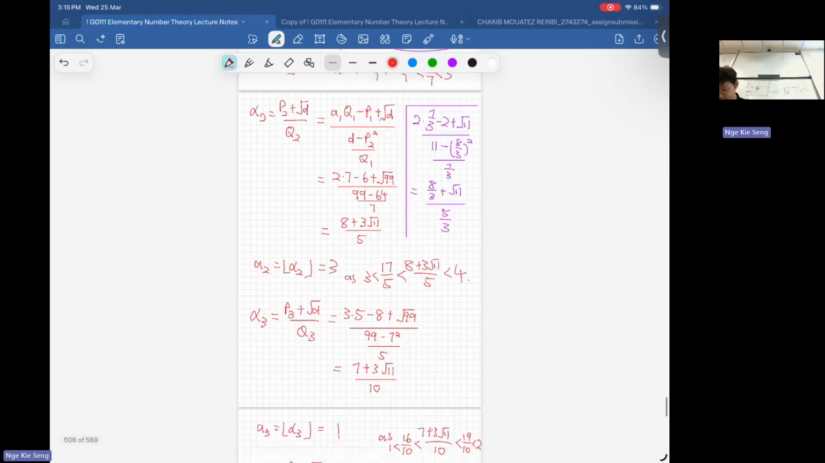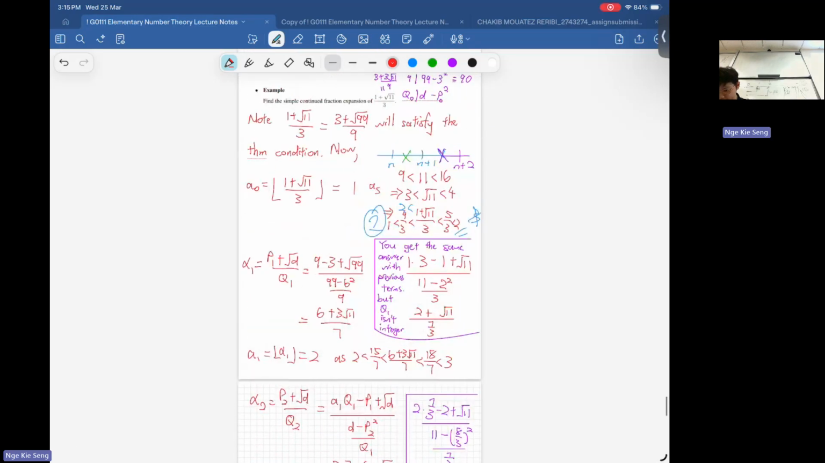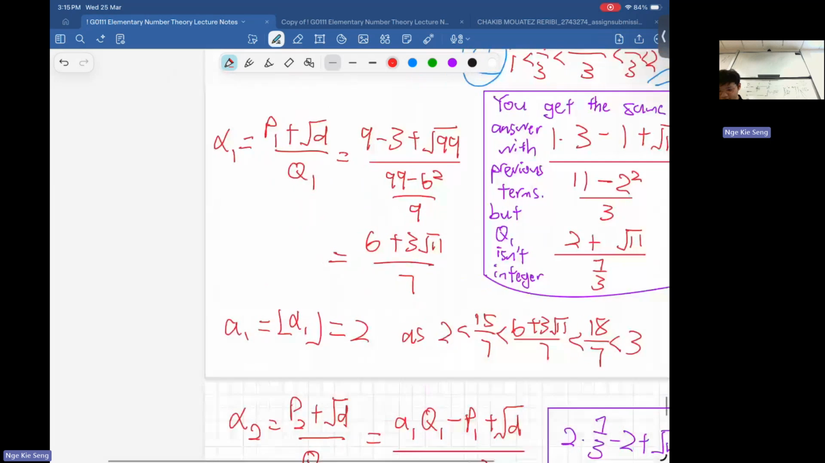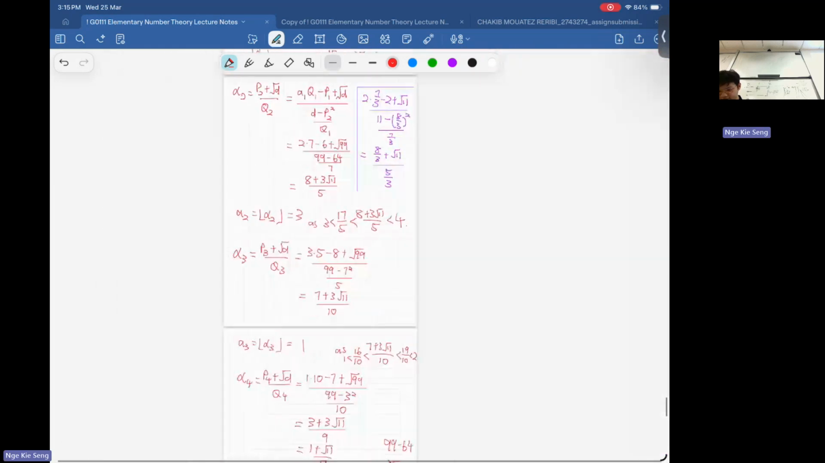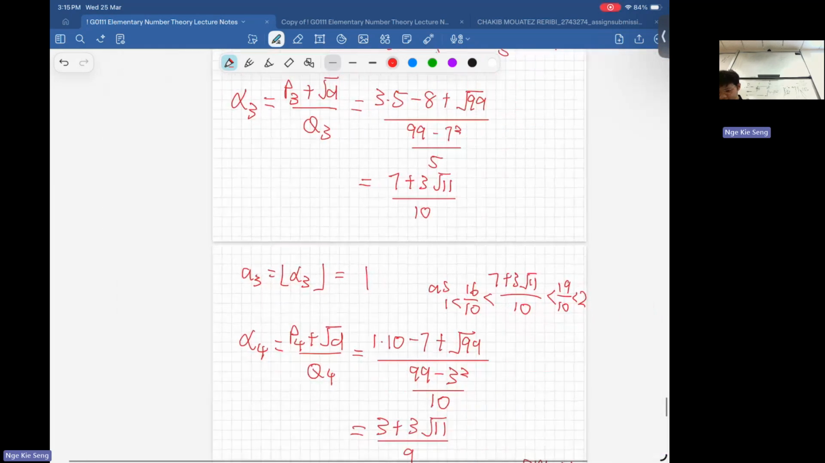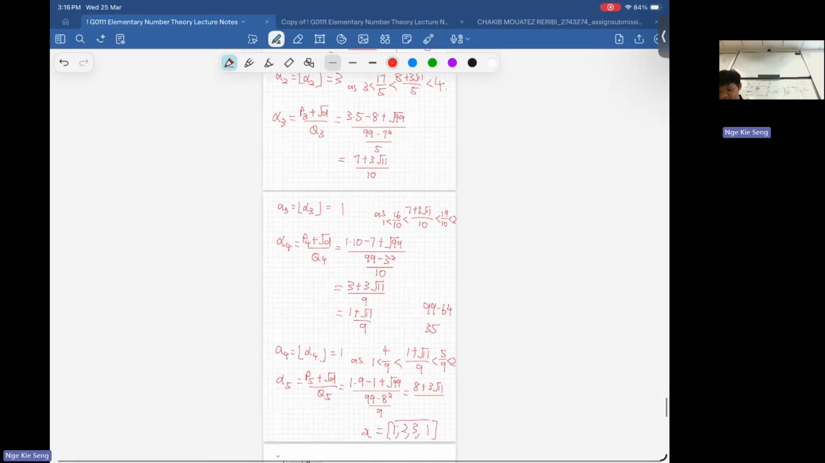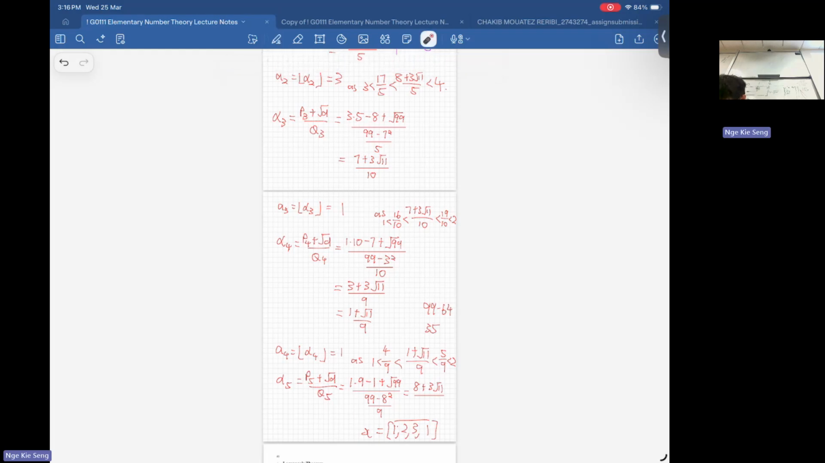Okay, so let me tell you where I'm stuck. So I got the 1 already. Okay, 1 is very easy. 2, I got it. And then 3, I got it as well. I got 1 as well, but then it should repeat. But then this term here is 1. If 1, 2, 3, 1, right, I should get back the same 1. So after I get this 1, I should get back to where I got this one so that I can continue this pattern.